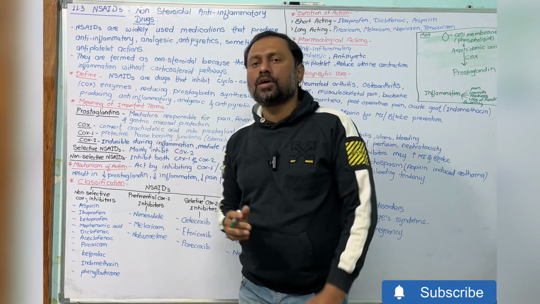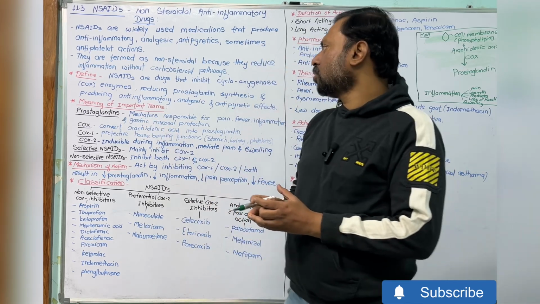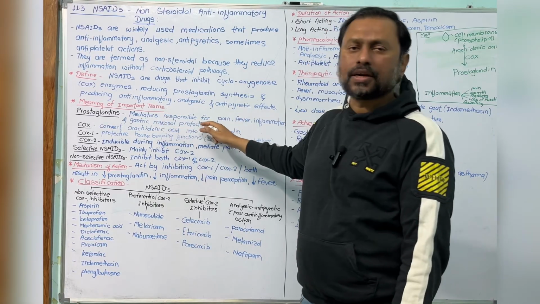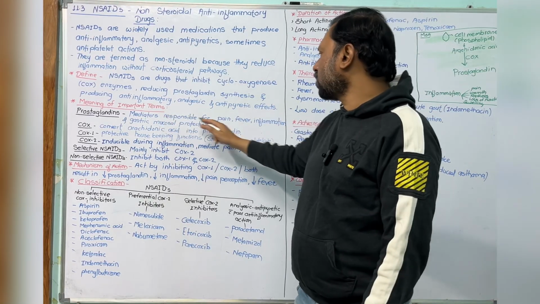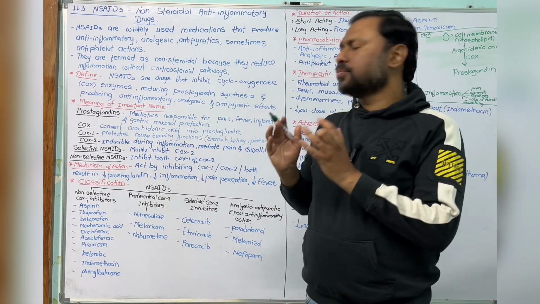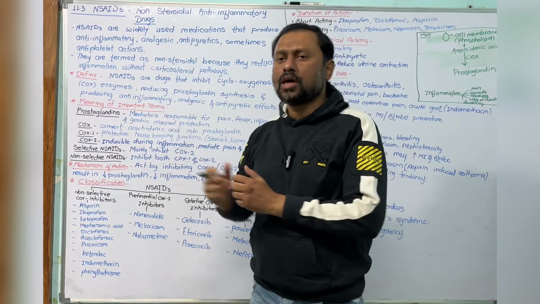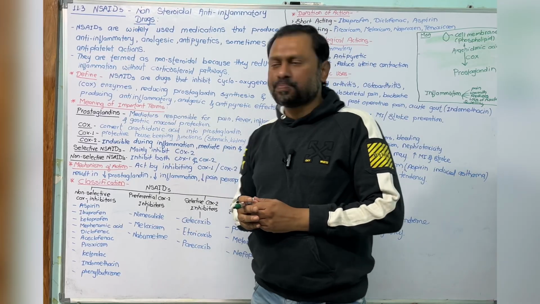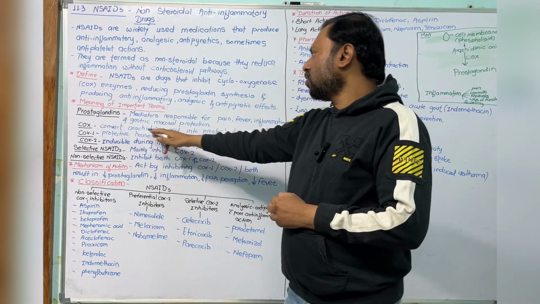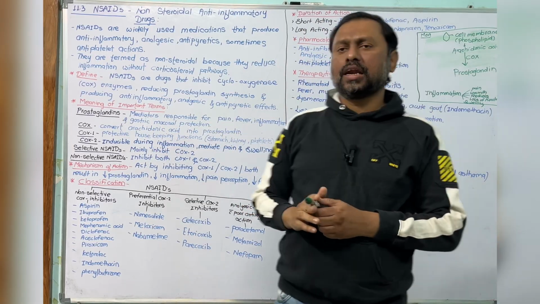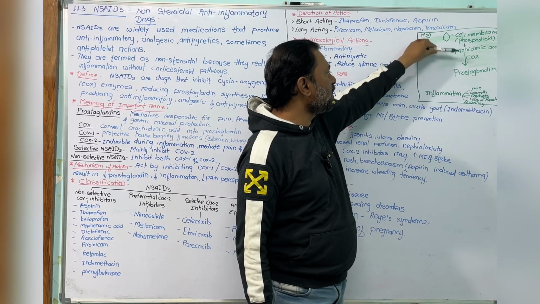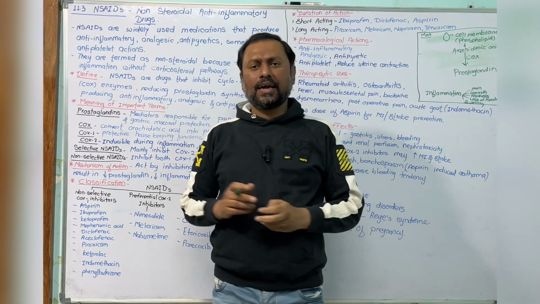Next is the meaning of the important terms. Prostaglandin is the mediator responsible for pain. This is the main reason for pain. Whenever a person is suffering from pain, fever, inflammation, or needs gastric mucosal protection, the main mediator is prostaglandin. Next, COX. COX converts arachidonic acid into prostaglandin, as we just discussed.